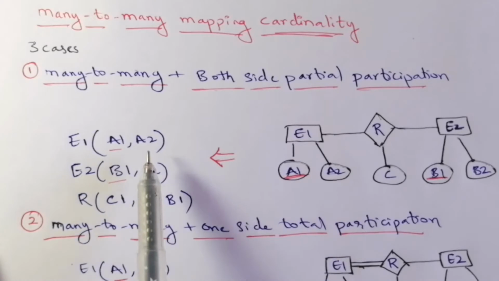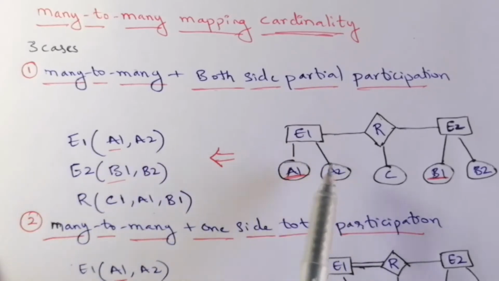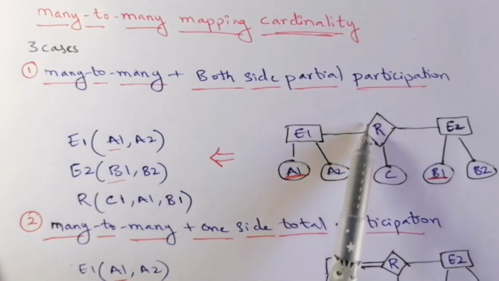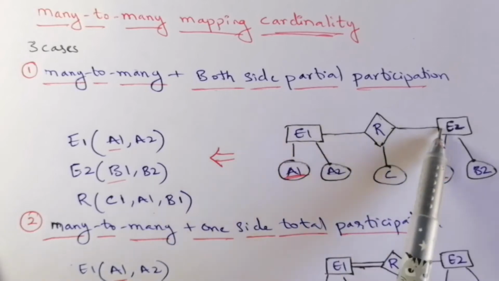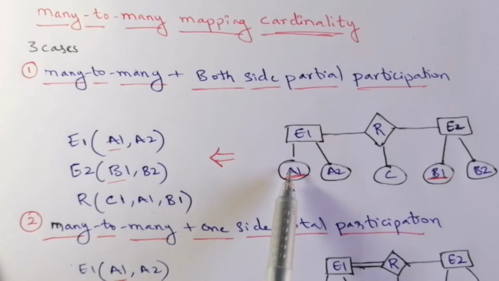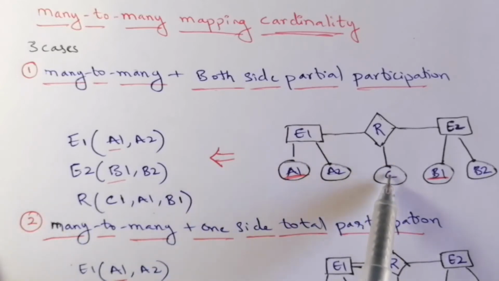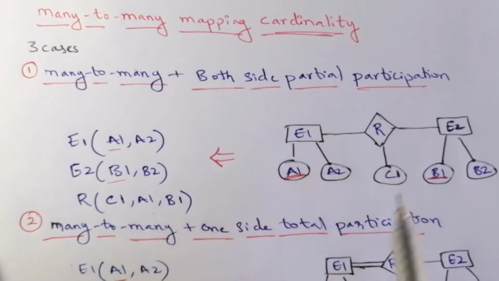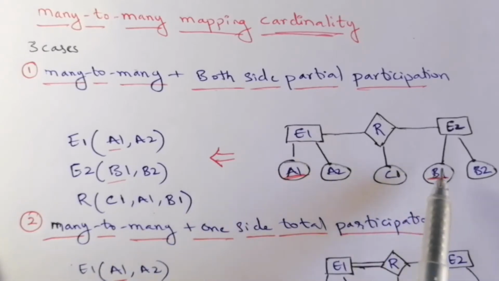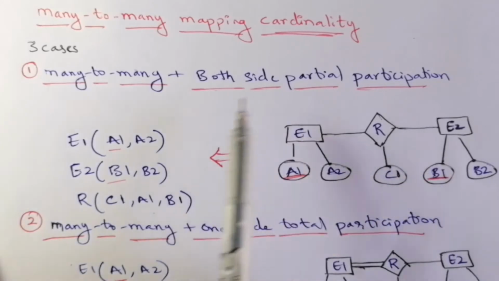So this is the case here. It is divided into relations E1 with A1, A2, and E2 with B1 and B2. The relationship takes the primary keys of its associated entities. So it has taken R, C1, where C1 is the descriptive attribute, A1 is the primary key of its associated entity, and B1 is the primary key of its other associated entity. So this is the case of partial participation on both sides.